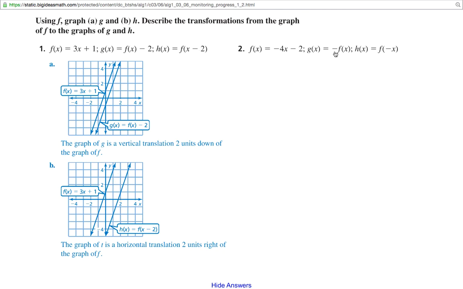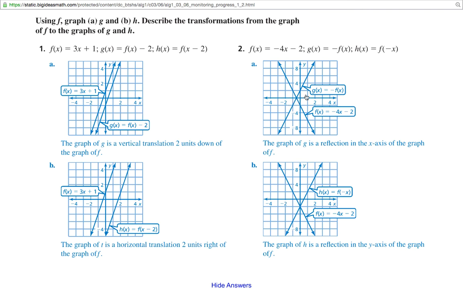For number 2, we have our original f of x equals -4x minus 2. They want us to multiply all of it, all the f of x, by -1. So if you want to do the distributive property, by all means do it. -1 times -4x is 4x. -1 times -2 is plus 2, so technically it would be 4x plus 2. So we're going to switch from a negative slope to a positive slope.